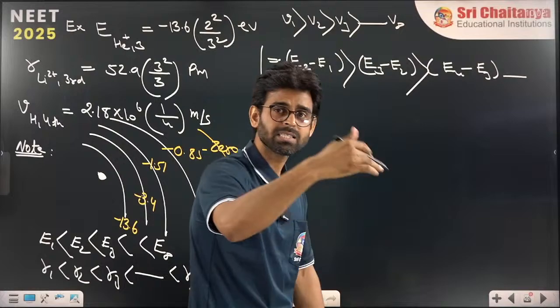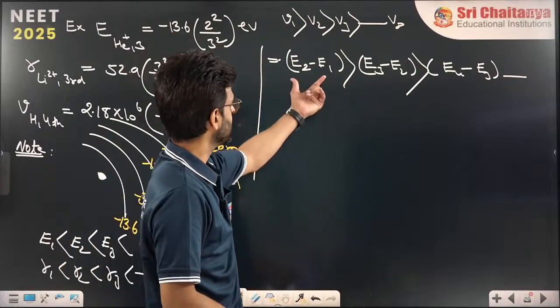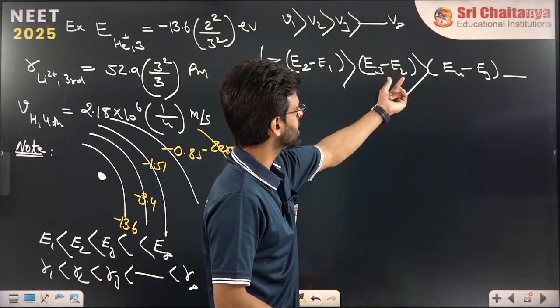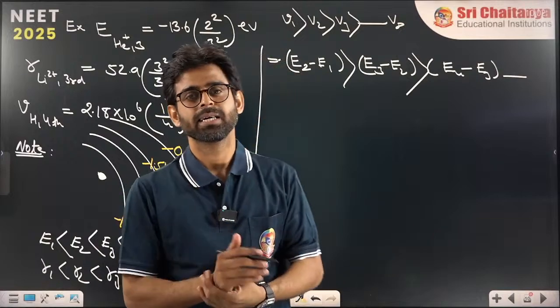Energy is increasing in higher shells, but the energy gap between the first and second shell is very high. The energy gap between the third and second is less, and between the fourth and third it is less still. So the energy gaps are decreasing.